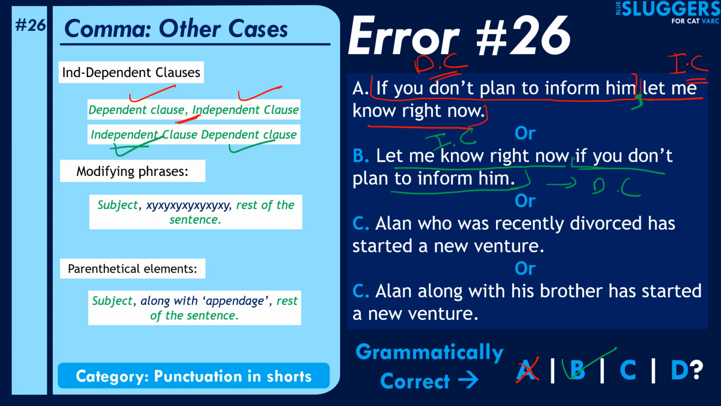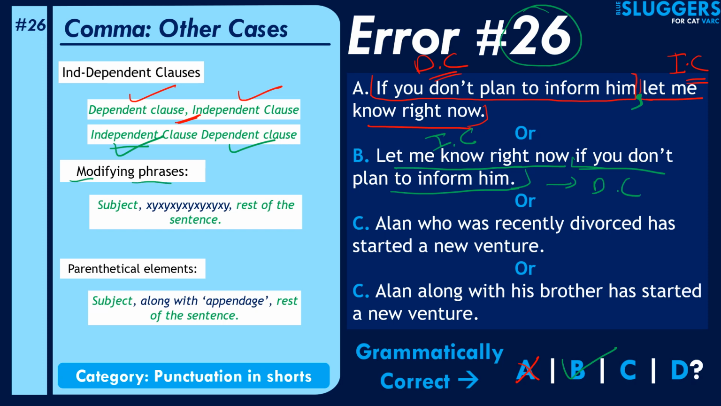Okay, so that's basically, guys, your rule of dependent and independent clauses, right? If you recall, in the 24th installment, we discussed the usage of comma with two independent clauses, right? So anyhow, let's move on.